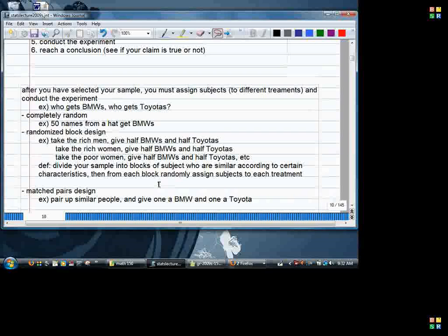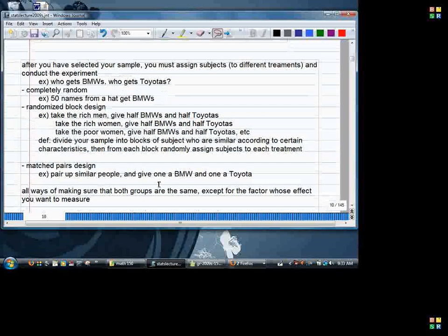So, again, like I said, this is the control freakish way of making sure that your BMW group and your Toyota group are both similar samples, or both similar groups from your sample. Okay. So again, all three of these are ways of making sure that both groups are the same, except for the factor whose effect you want to measure. In this case, which car they drive.